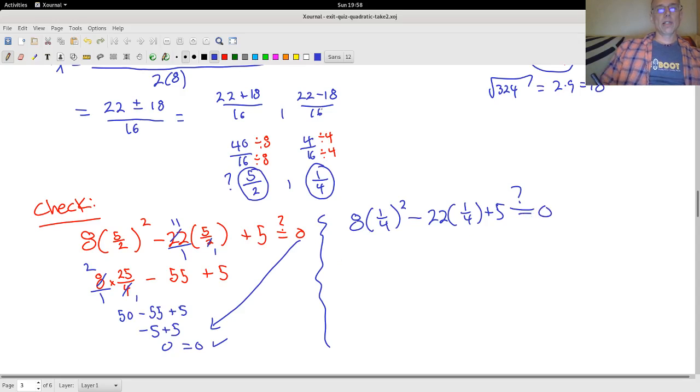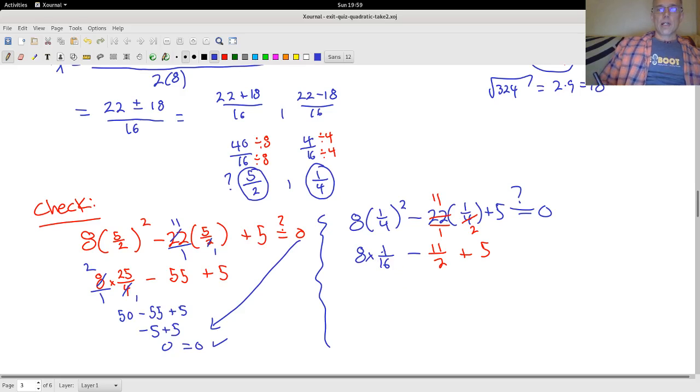And unless I made an error in my arithmetic, it should work, but we really have to check. So 1/4 squared is 4 times 4 is 16, so that'd be 1/16 times 8, minus, and like before, we can view that as 22 over 1, and it doesn't clean up as much, but I can say 2 goes into 4 twice, 2 goes into 24 11 times, so I get 11 halves there, plus 5.